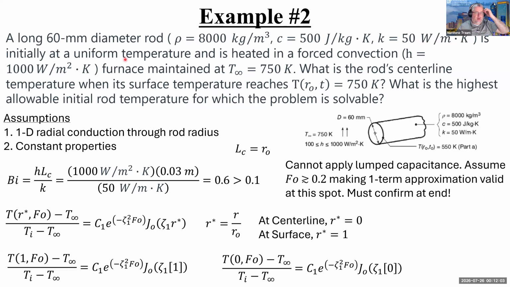It is initially at uniform temperature and is heated in a forced convection furnace. We're given a forced convection coefficient of 1,000 watts per meter squared Kelvin. The furnace maintains a background temperature of 750 Kelvin. And then we're asked, what is the rod's centerline temperature when its surface temperature reaches 750? Oh, that's not right. Okay. This should be 550 Kelvin.